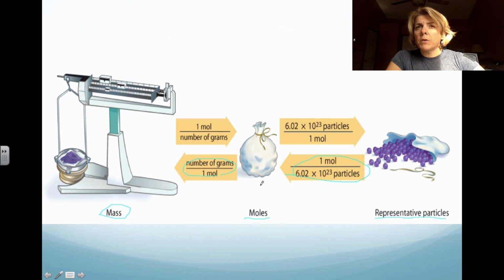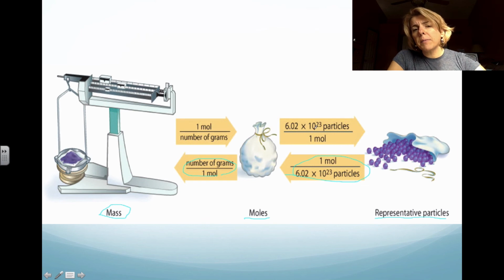And then if you want to convert moles to mass, you need to look at the periodic table for that substance to figure out what is the molar mass for that substance. And notice that you're multiplying by that mass. You're not dividing by it. So that is a really good way to figure out how to go from the number of particles to mass.